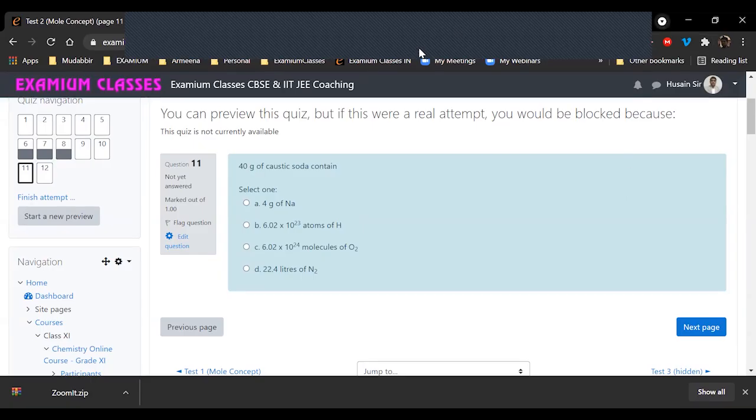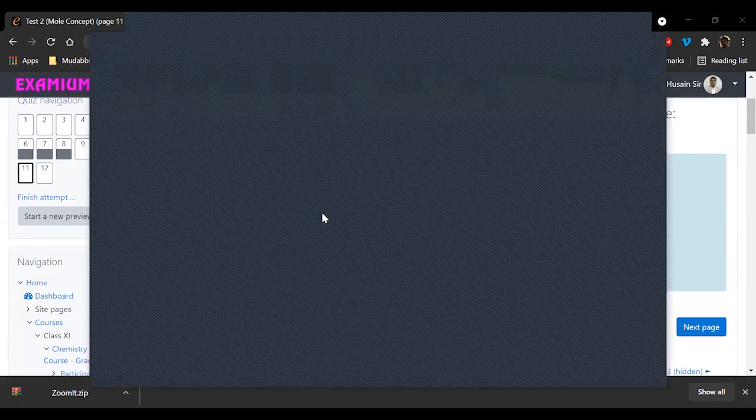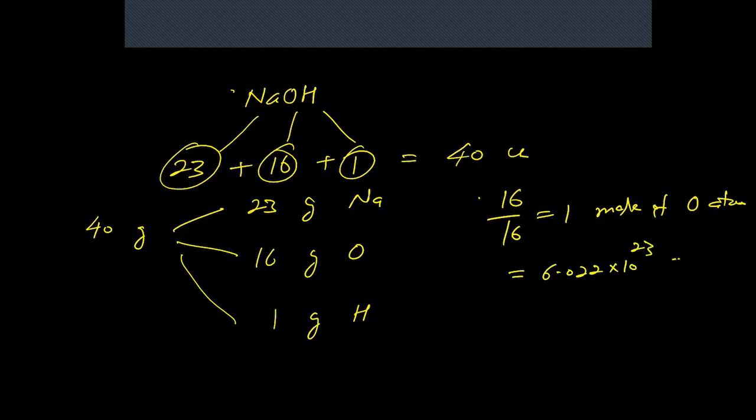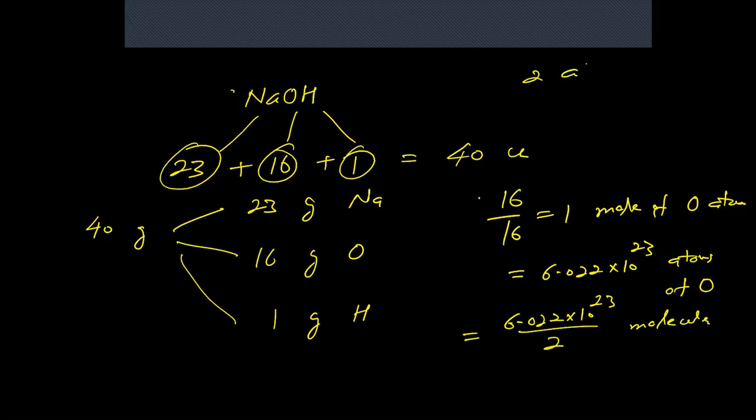Why it is not correct? Because 16 gram of oxygen atoms will have how many moles of atoms? 1 mole of oxygen atoms. Because here we are talking about oxygen atoms. I told you always in a molecule, the constituents are in atomic form. And 1 mole will be equal to 6.022 into 10 power 23 atoms of oxygen. It means how many molecules? 6.022 into 10 power 23 divided by 2 molecules. Because 2 atoms will be equal to 1 molecule.